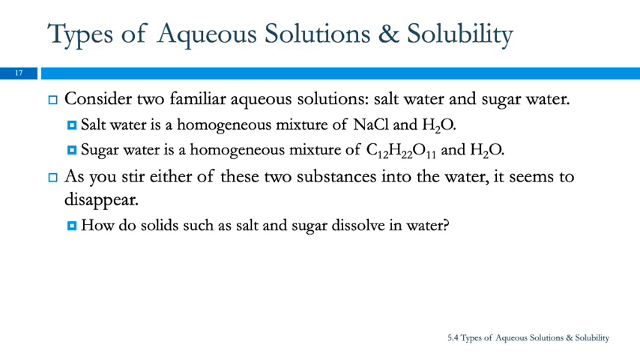Types of aqueous solutions. Two familiar solutions: salt water, sugar water. Salt water is a homogeneous mixture of sodium chloride in water, and sugar water is a homogeneous mixture of sugar, sucrose, in water. And if you imagine doing this in your kitchen at home, pour a teaspoon of sugar into a cup of water and you stir it, the sugar seems to disappear, right?